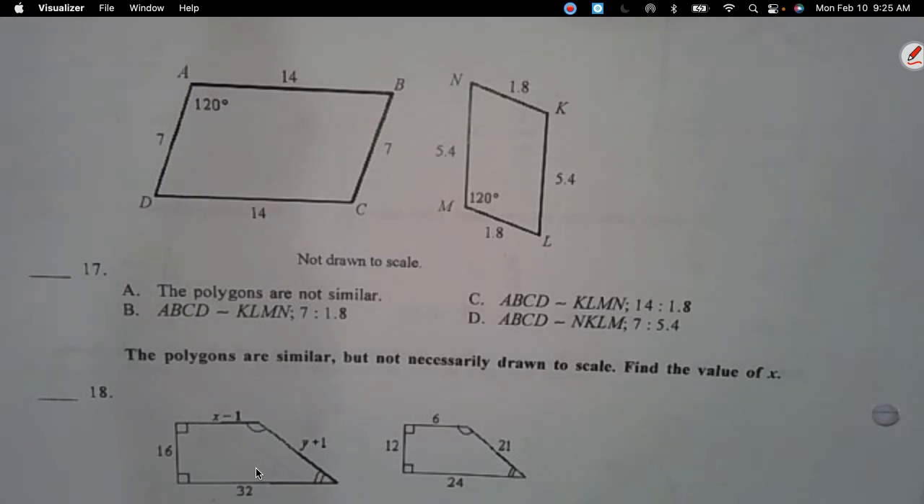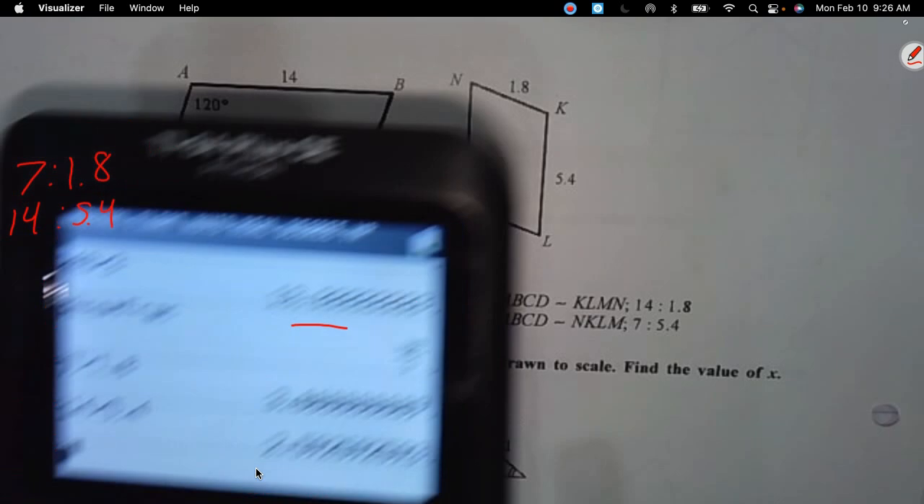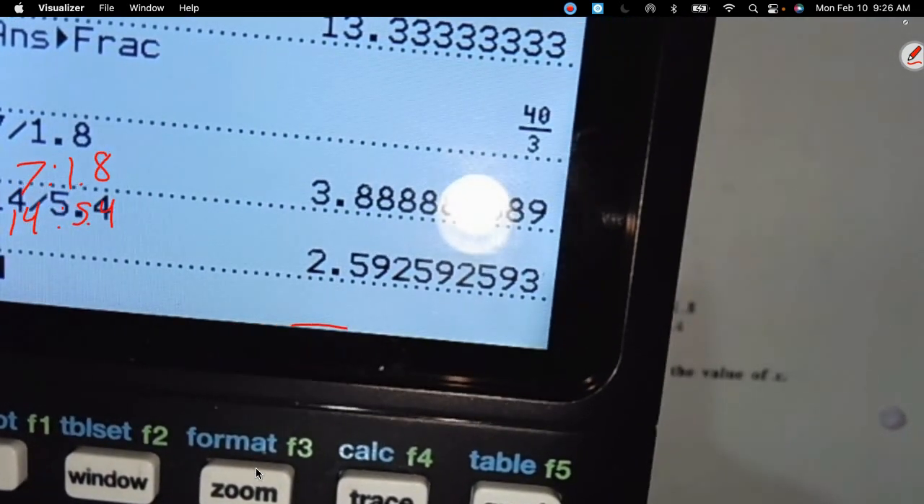7 goes with what? What does 7 go with? 1.8. Okay, now let's see real quick. What does 14 go with? The 5.4. So I'm thinking, all right, I think it's going to be this one right here. If they are similar, I must first make sure they're similar. Okay, so what is 7 divided by 1.8? Anybody? It's 3.8 repeated. 14 divided by 5.4 is not the same thing. So are they proportionate? No.